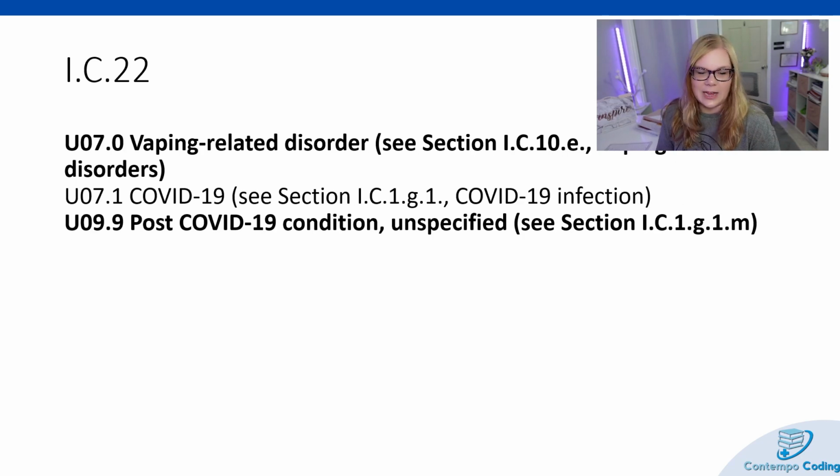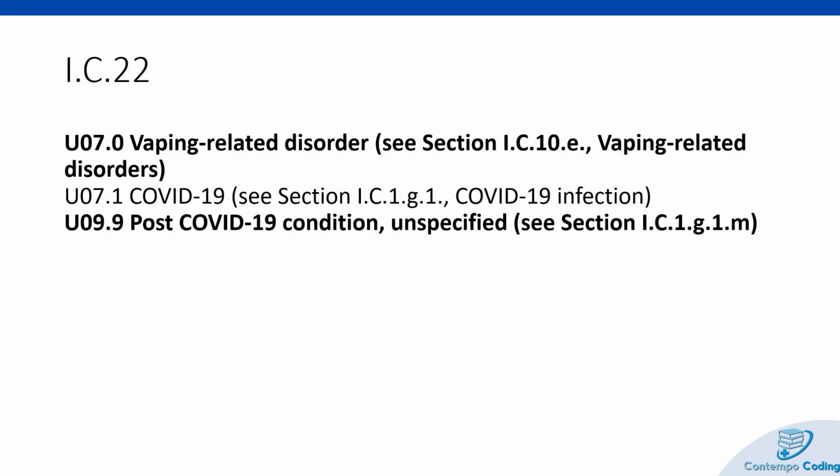Now, lastly, this is where we have our COVID-19 code. So our Chapter 22 is our codes for special circumstances. And we have here U07.0 is our vaping related disorders. It says to see section 1.C.10.e, vaping related disorders. So basically what that says is for patients presenting with conditions related to vaping, we assign U07.0, vaping related disorder, as the principal diagnosis. For lung injury due to vaping, we assign only U07.0, and we assign additional codes for other manifestations such as acute respiratory failure or pneumonitis.